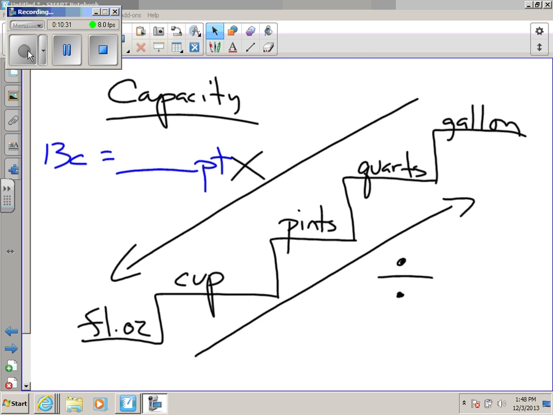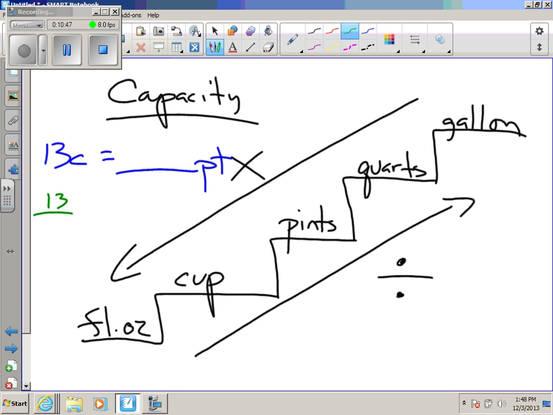13 cups is equal to how many pints? So let's look carefully. I know cups, that's what they give me, 13. And I'm going up to pints, which means division. So this 13 is going to be divided by something. What is the relationship? How many cups are in a pint? 2. So that 13 is being divided by 2. Or I look at it as the improper fraction, 13 over 2. 2 into 13 with 1 left, 6.5 pints.